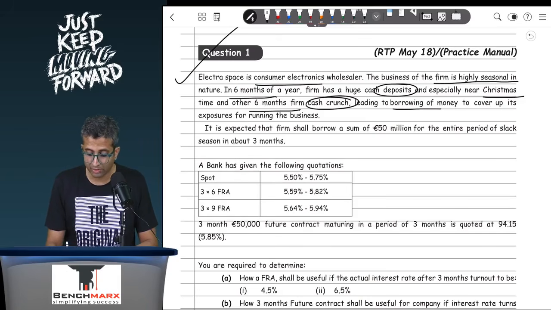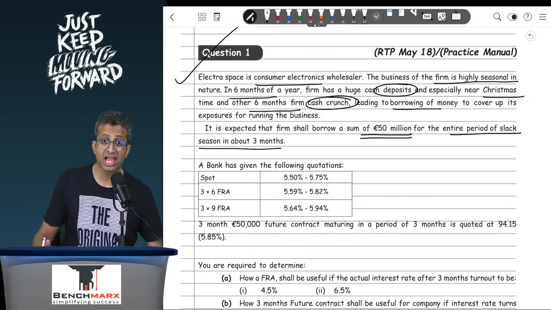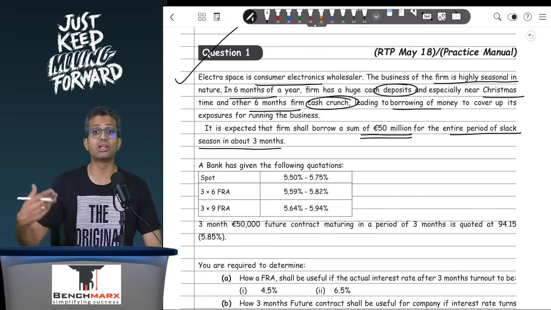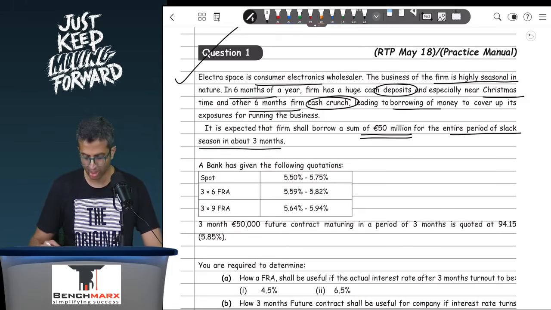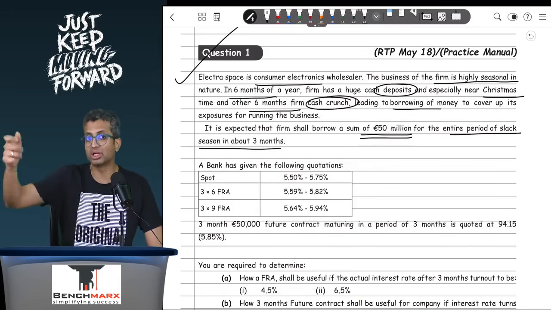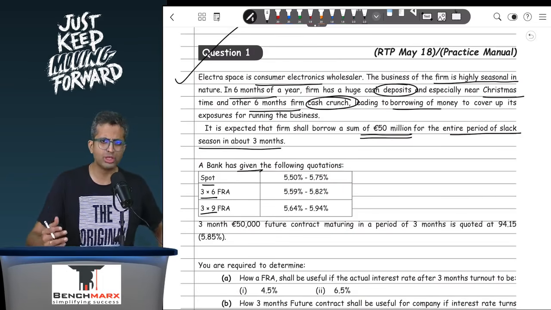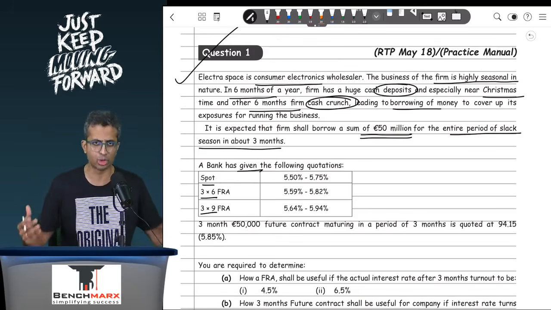It is expected that the firm shall borrow 50 million euros for the entire period of the slack season, which is about to start in 3 months. So the slack season runs for 6 months and is about to start after 3 months. Okay, so ideally we would need to borrow money after 3 months for a period of 6 months. The bank has given you the following quotations: spot rate, a 3/6 FRA and a 3/9 FRA. Actually, you are given 5.5 and 5.75. Usually the lower rate is the deposit rate and the higher rate is the borrowing rate.